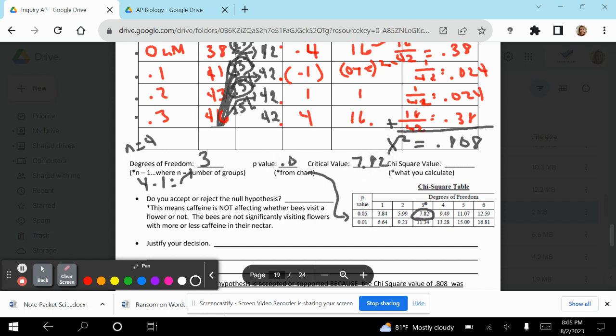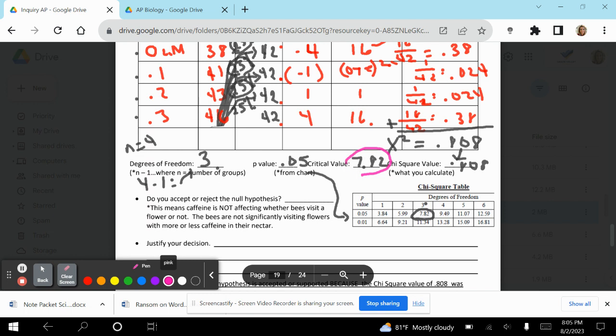Again, 0.05 is called the p-value. And then this 3 is what we call the degrees of freedom. You need to know the names of these numbers. And my chi-square value was here, right? 0.808.